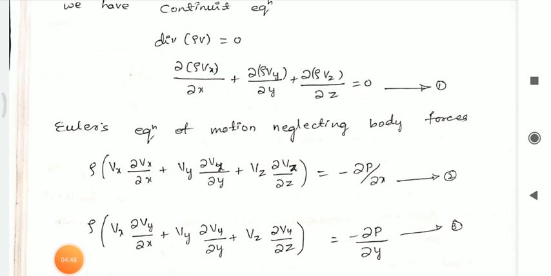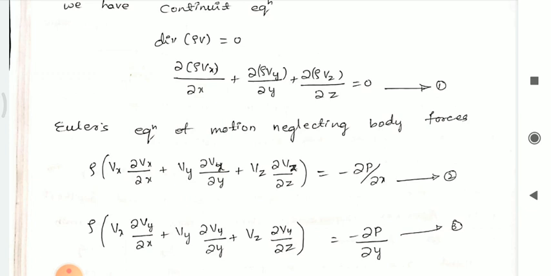Then we have Euler's equation of motion, neglecting the body forces. In Euler's equation of motion, we had rho, velocities and pressure forces P, and then body forces F. So neglecting the body forces F, we have only the other terms: the rho term, the velocity terms, and the pressure terms.